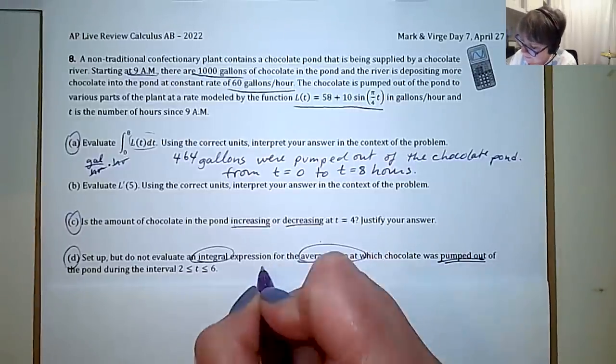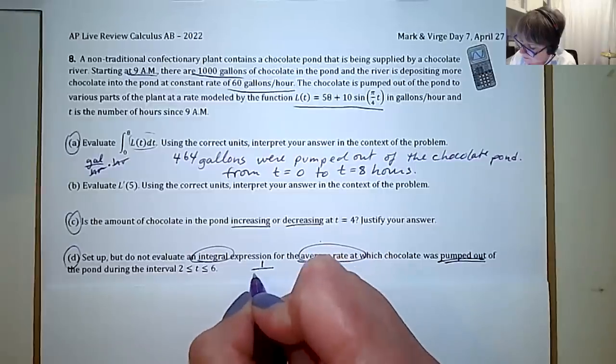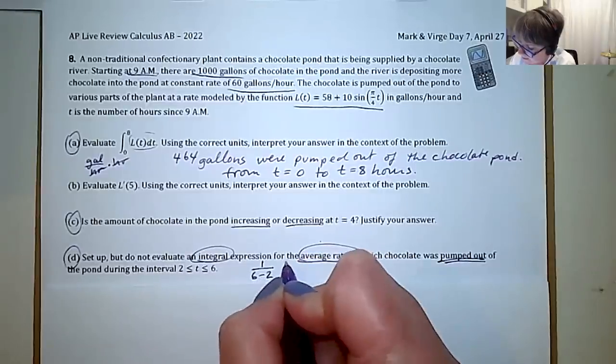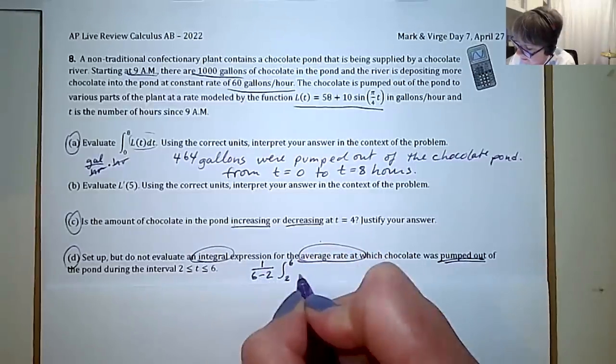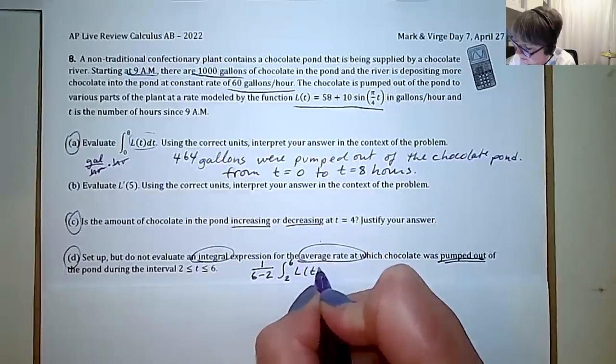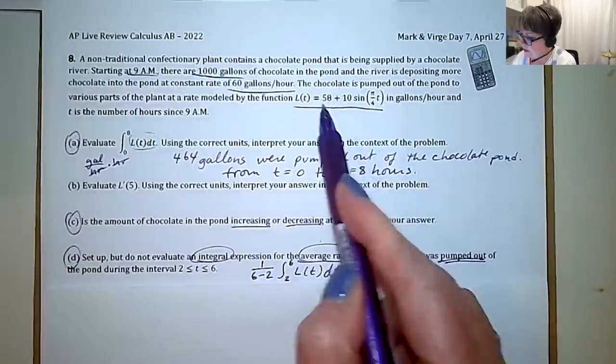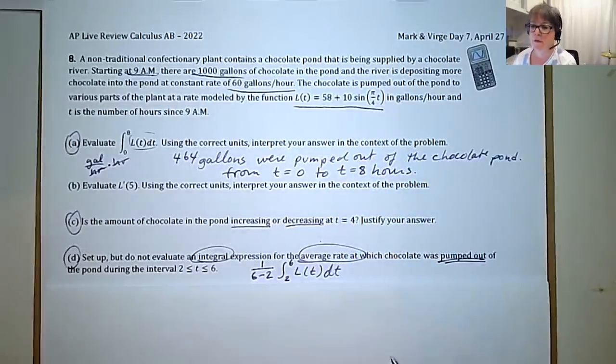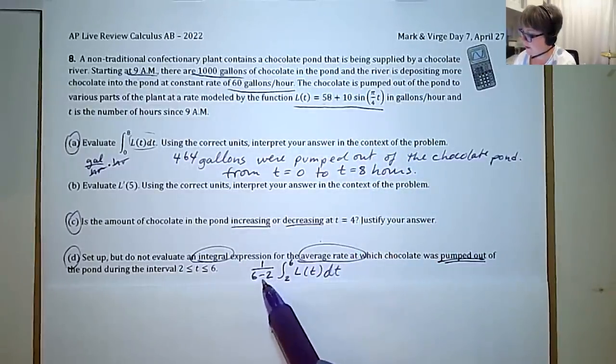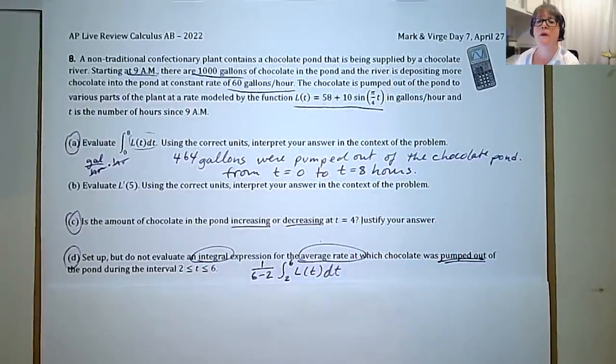So I'm going to say 1 over 6 minus 2 times the integral from 2 to 6 of, I can just call it L of t dt if I want. I could bring in this entire expression and put it as my integrand. I could subtract 2 from 6 and get a 4 and put 1/4 out there, but this is fine, and that's all I need to do.